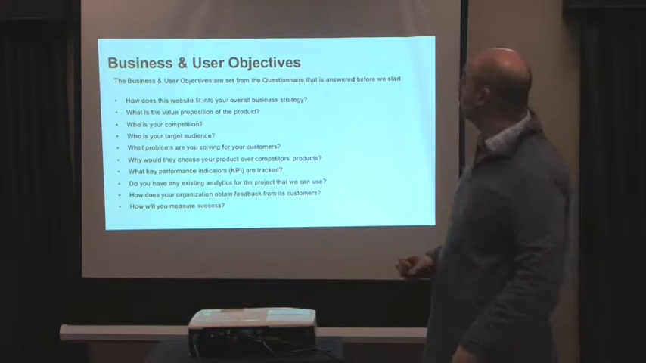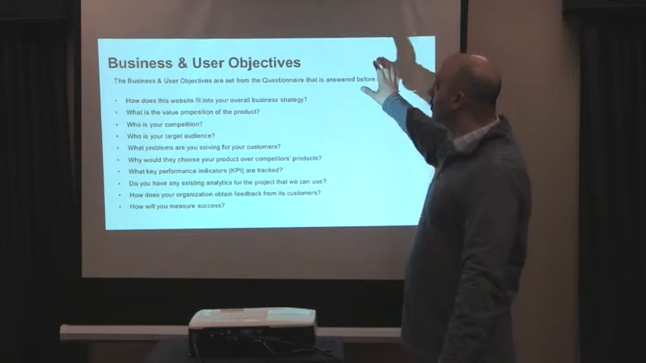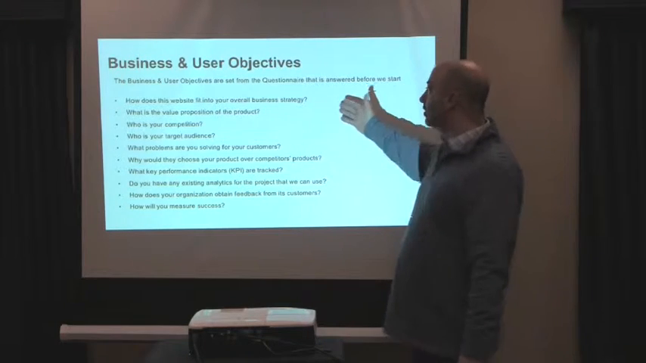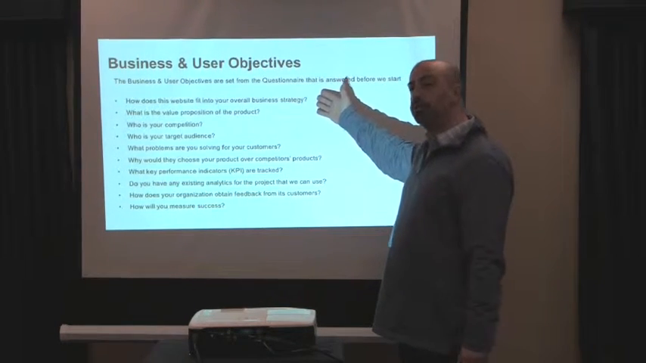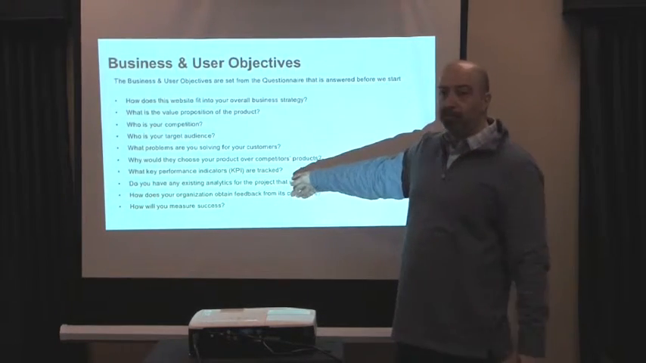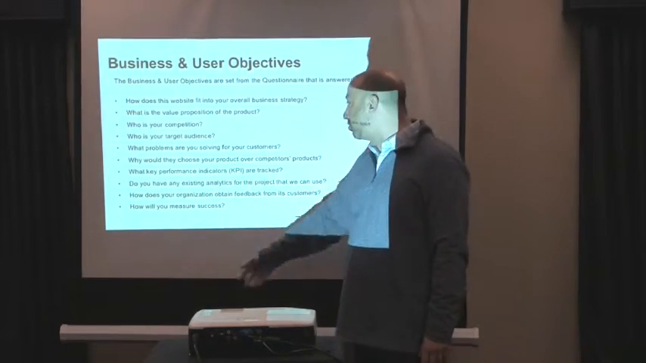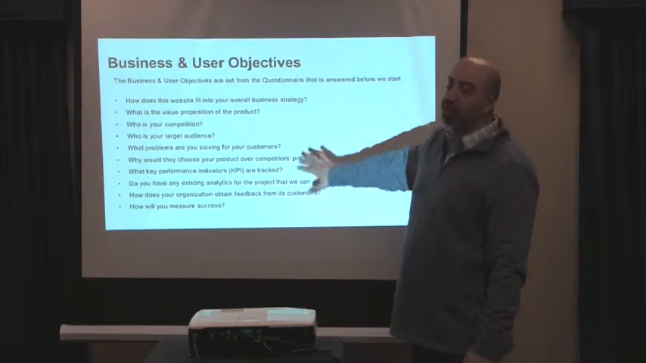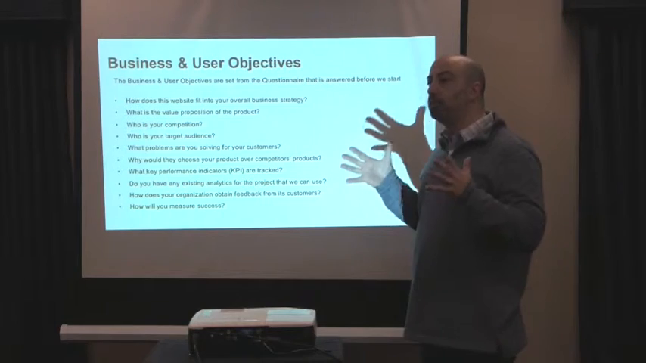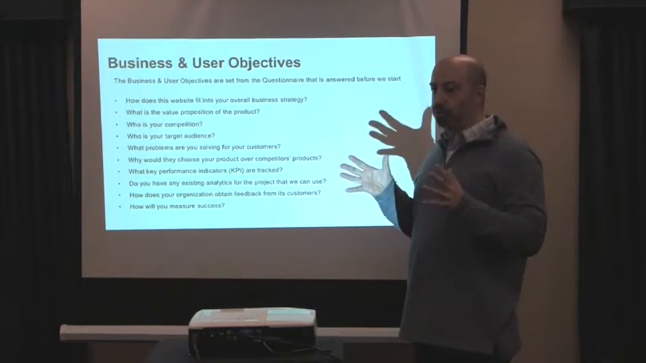First, we start out with business and user objectives. We send you a questionnaire, and in the questionnaire, we ask things like, how does this website fit into your business strategy? Who is your competition? What are your key performance indicators? How will you measure success? All this helps us give an overview of what your expectation is for your site.